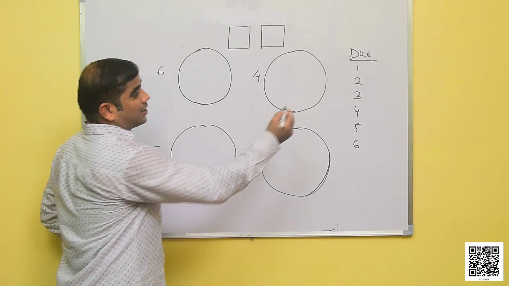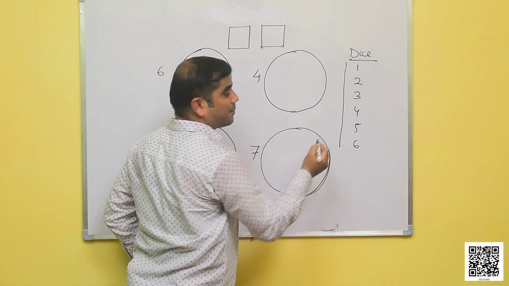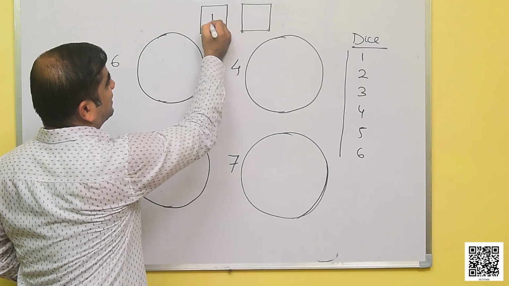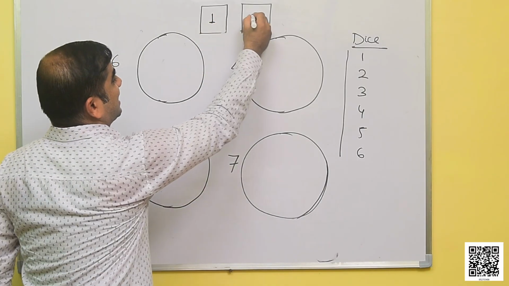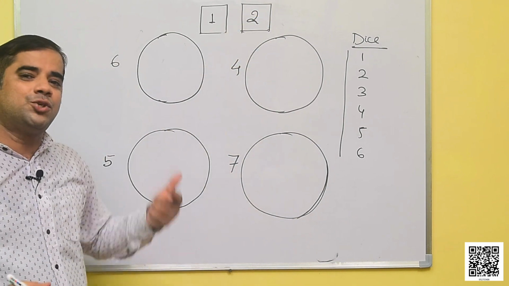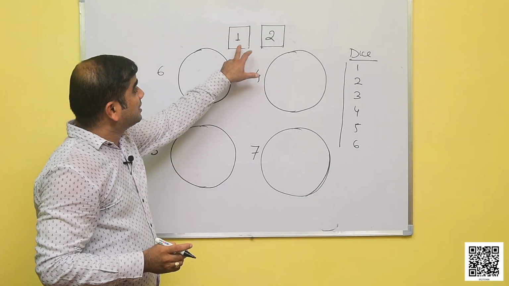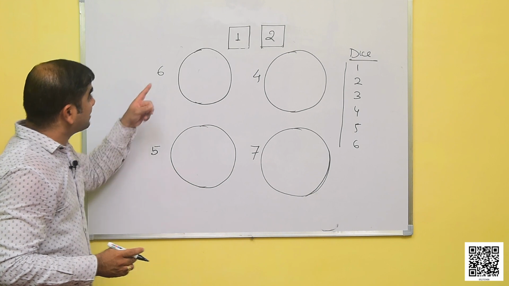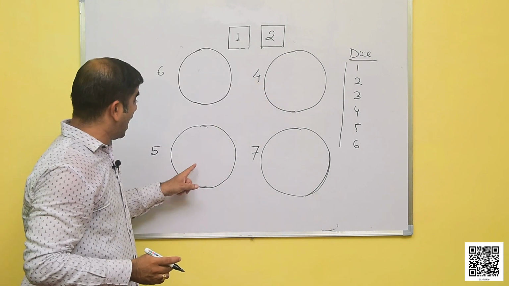So we know the dice has all 6 numbers, 1 to 6. Students, when we roll 2 dice, each dice gives us a number. The numbers may be same or different. So for example, if the first dice gives us 1 and the second dice gives us 2, we get a 2-digit number 12. Now think, this number 12 lies in which of the tables: 6, 4, 5 and 7?